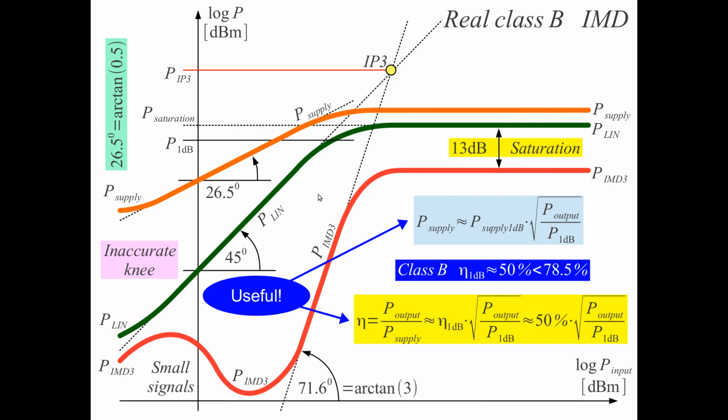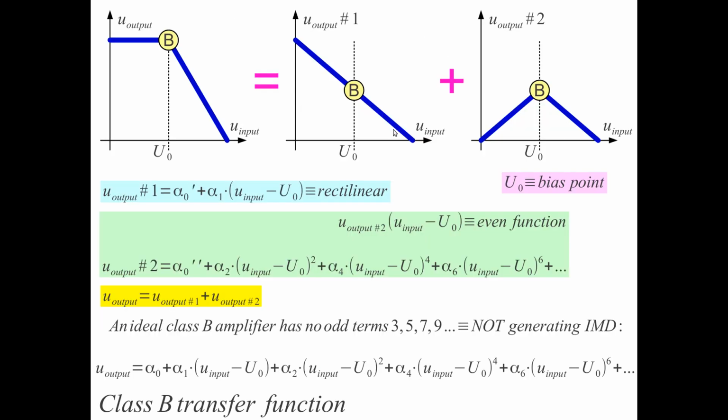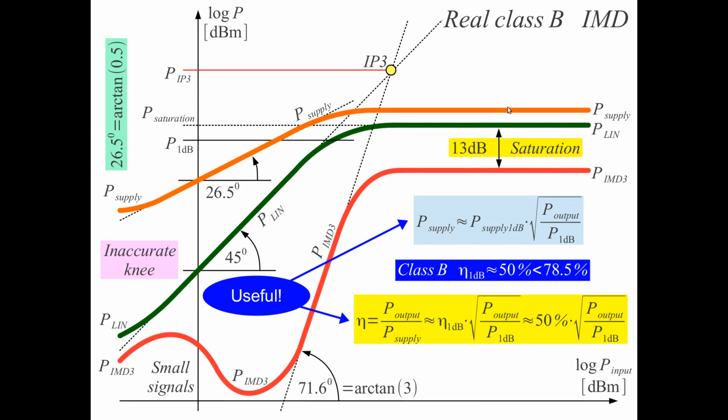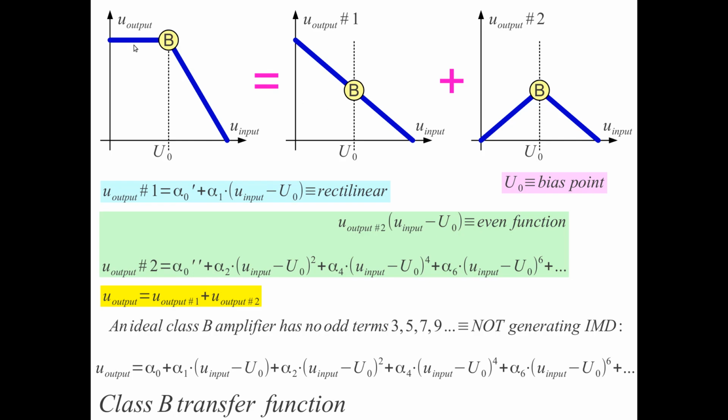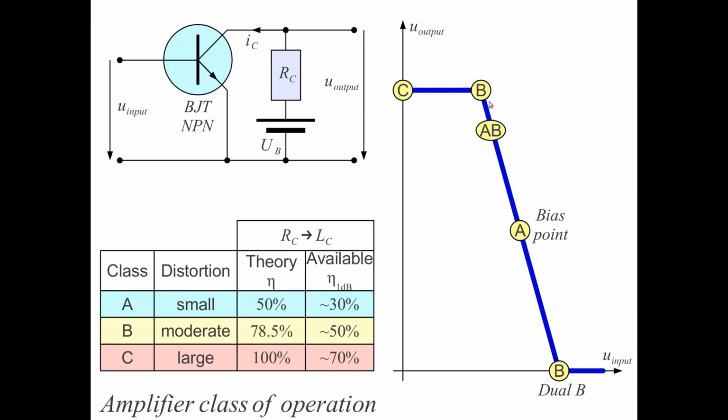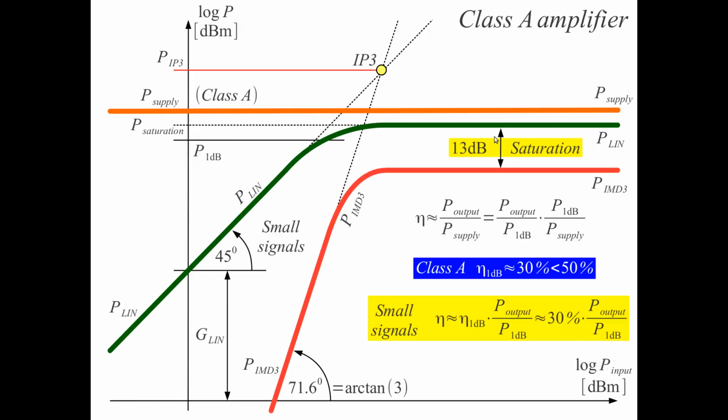Yes, there is yet another thing we should consider about real class B operation, not theoretical. This was theoretical class B operation. For real class B operation, this knee here is not a real sharp knee as we see it up here. This knee is actually somewhat rounded. On many occasions we use class AB operation here.